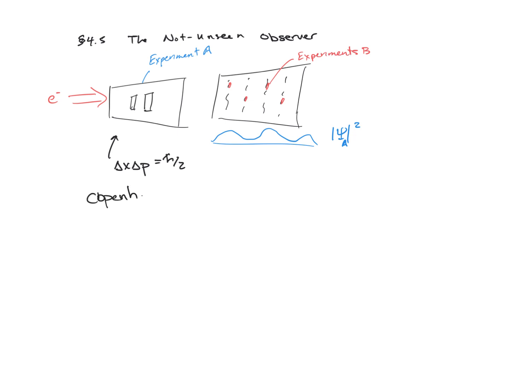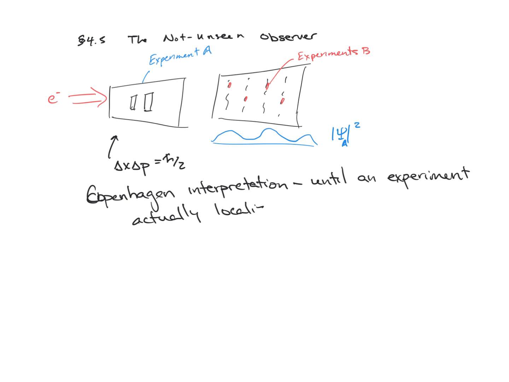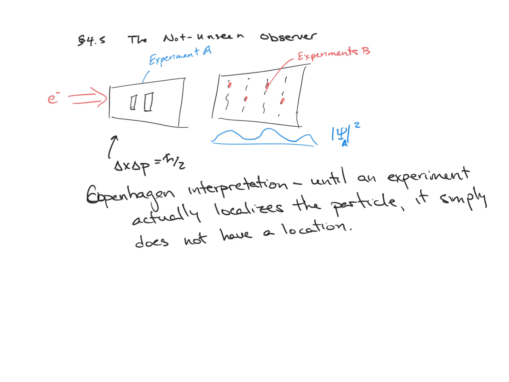Let me see if I can write this. That should be a capital C. Which basically says that until an experiment actually localizes a particle, that particle simply does not have a location. So simply by detecting it, we have changed the wave function to localize it down to that certain spot.